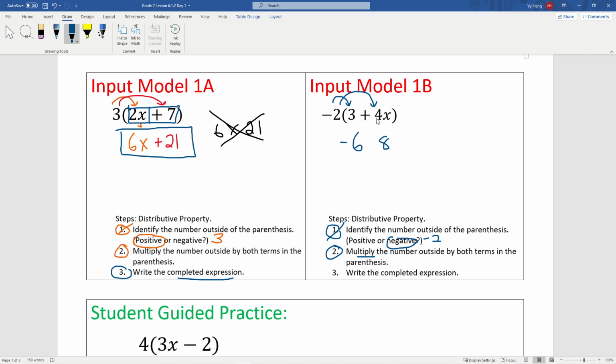But because it's a negative and a positive, it's going to be a negative. And here is the x here. You've got to pull that down, right? Add that variable to that coefficient. So now you have negative 6 minus 8x. Okay? So you have to be careful because a negative times a positive is a negative as well.